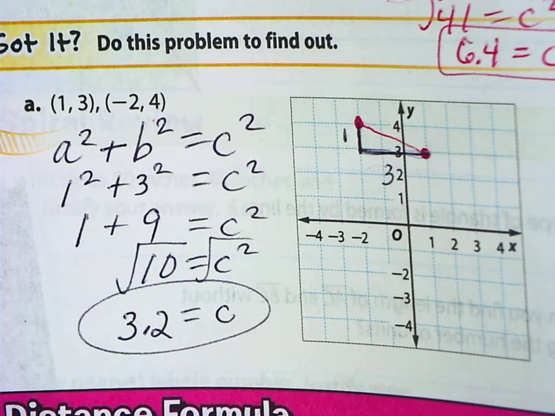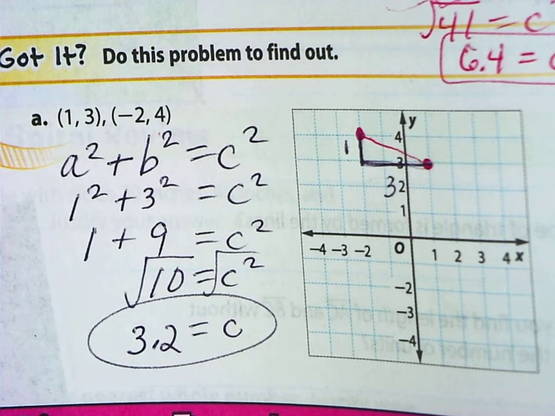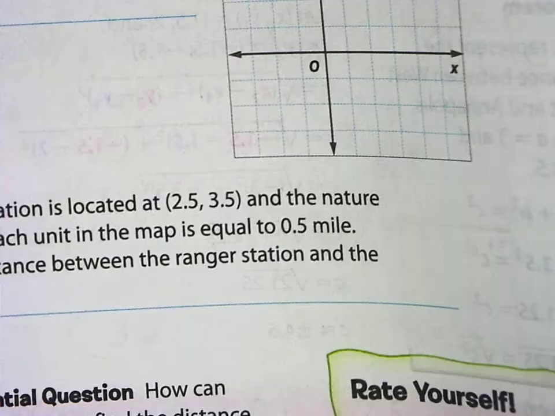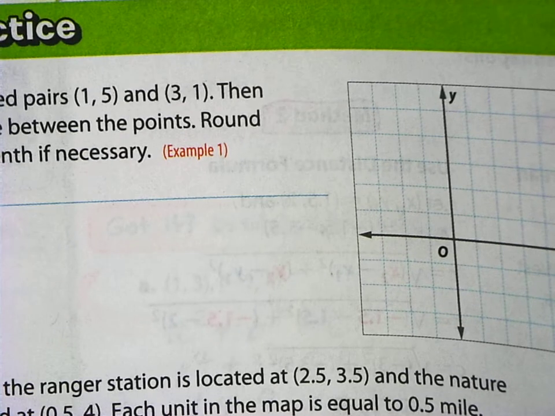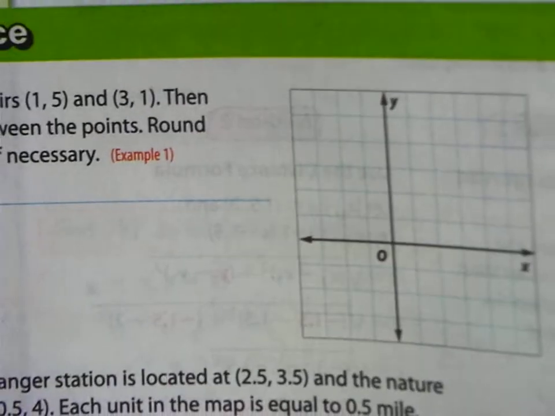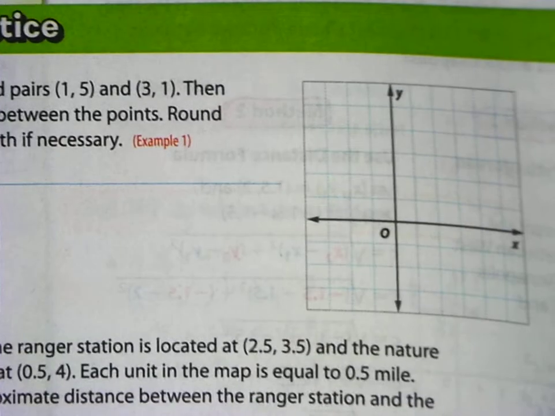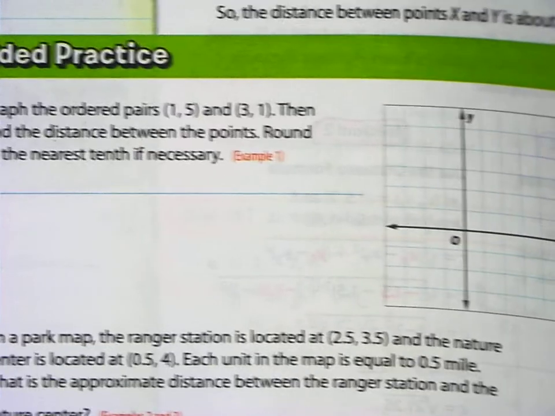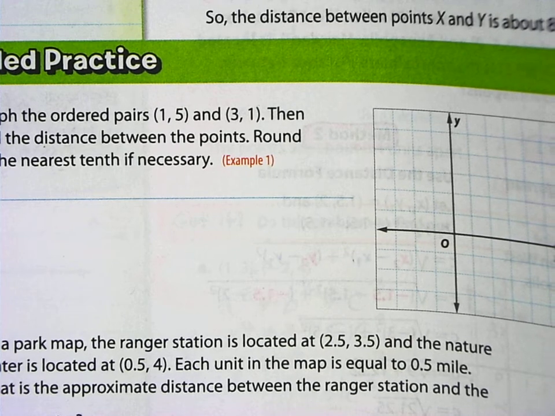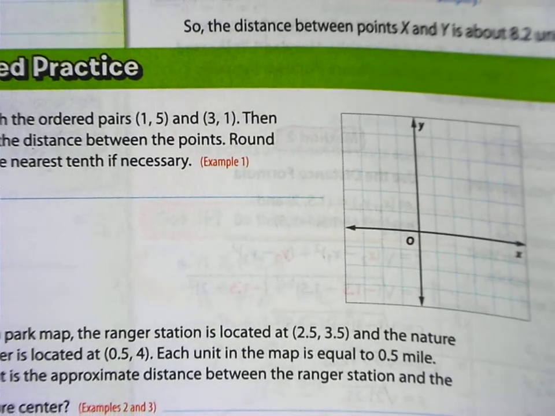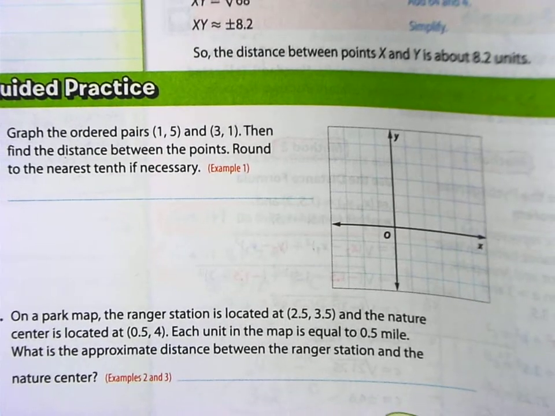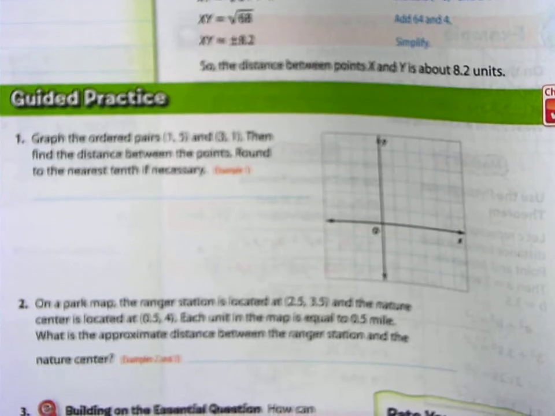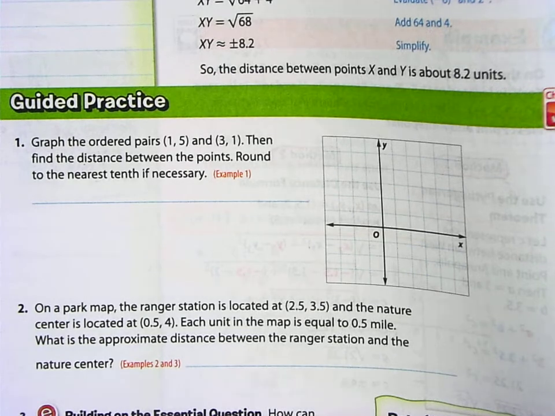Okay, now please turn your page to page 434, and we're going to try one more of these. Look at 434, and we're going to look at the guided practice number 1 problem. Okay, so this says, graph the ordered pairs 1, 5, and 3, 1, and then find the distance between the points, round to the nearest tenth.